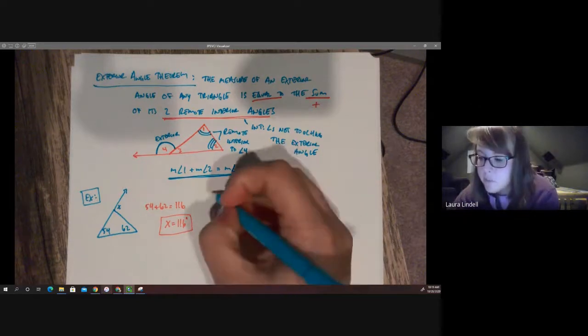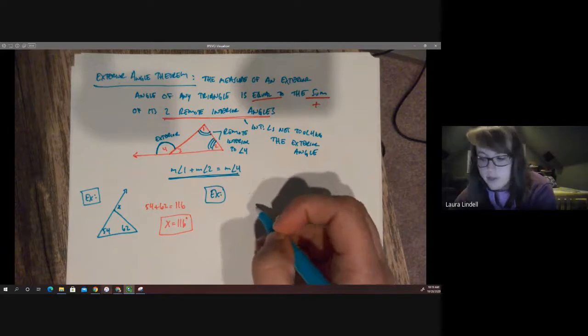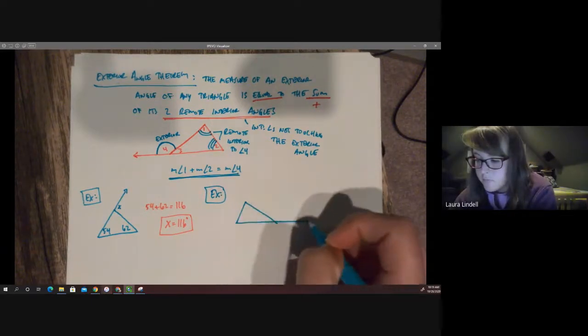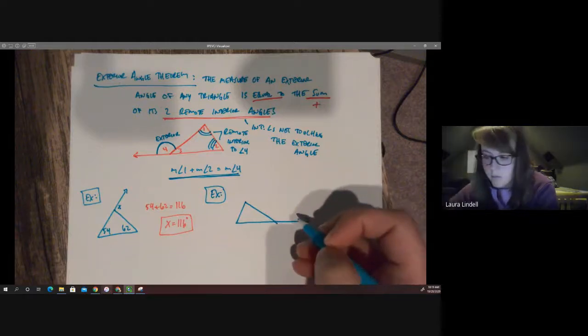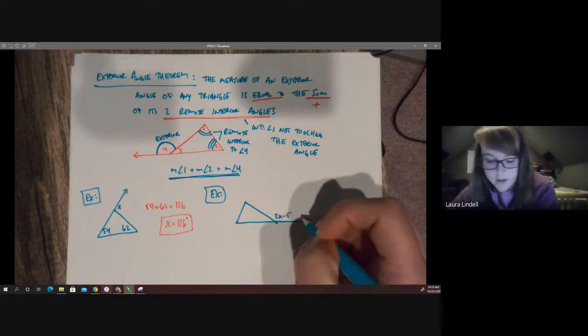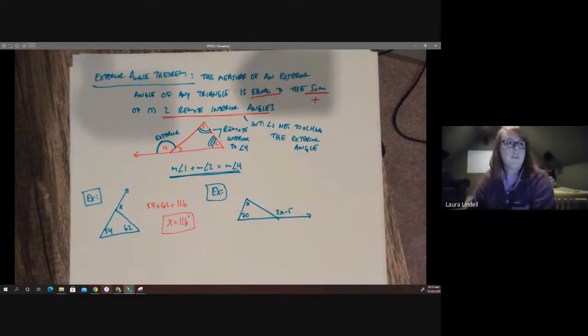The less simple case is something like this, where we get that this is 2x minus 5, this is x, and this is 70, and we want to solve for x.